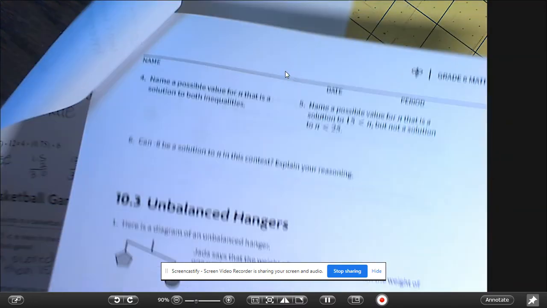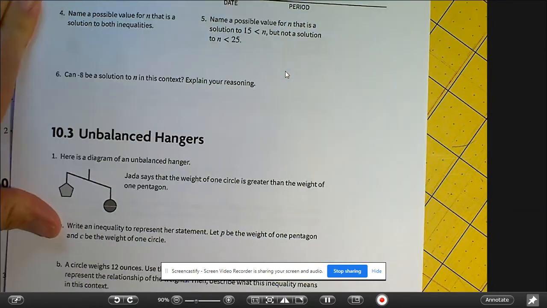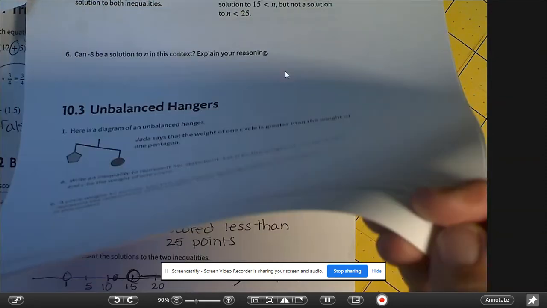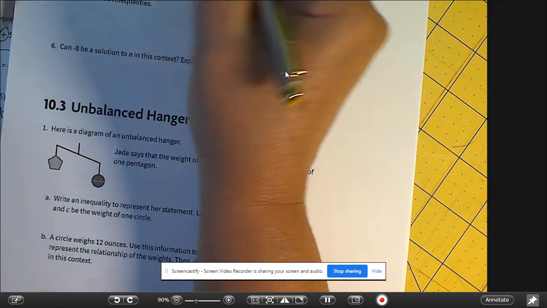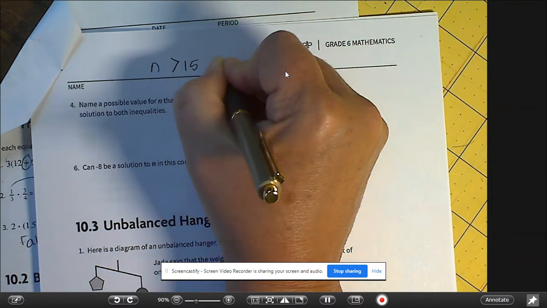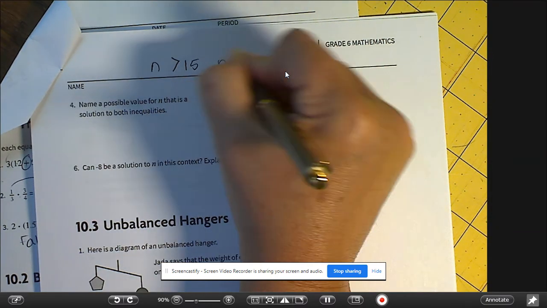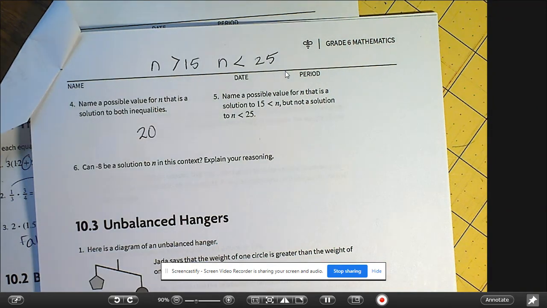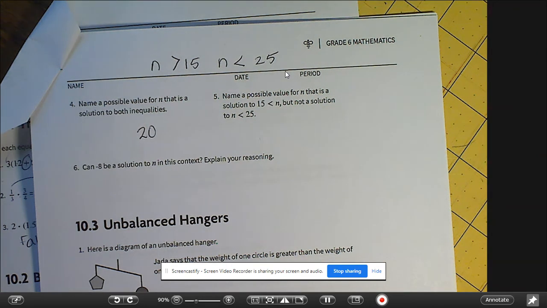All right, continuing on with those questions. Name a possible value for n that is a solution to both inequalities. So remember, n is greater than 15 and n is less than 25. So any number between 15 and 25, for example, 20.